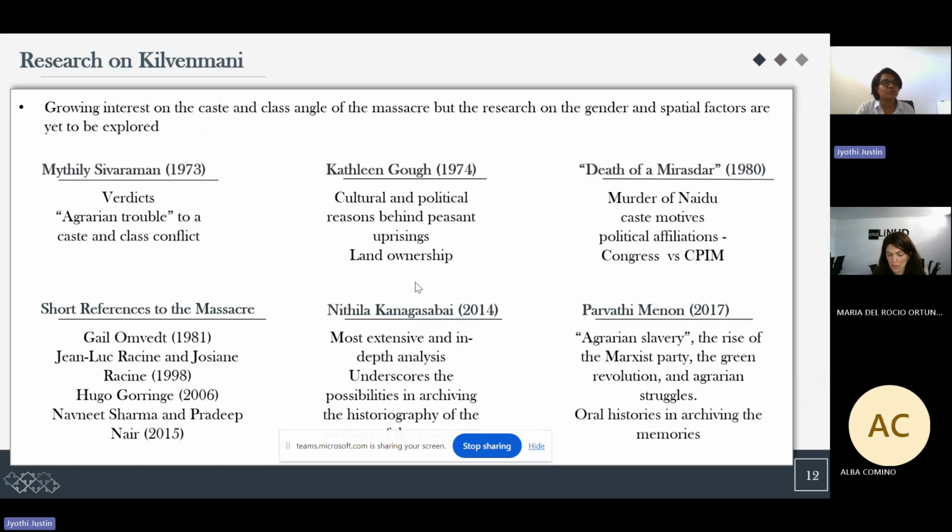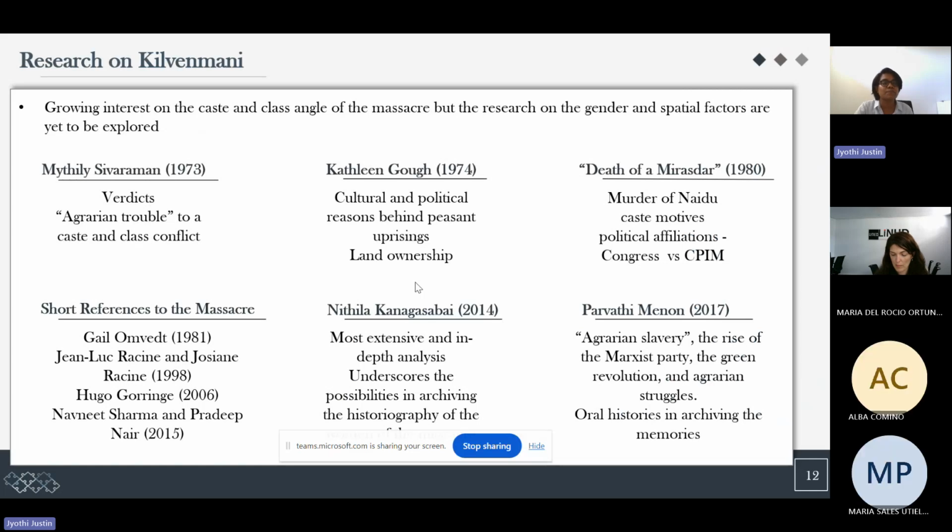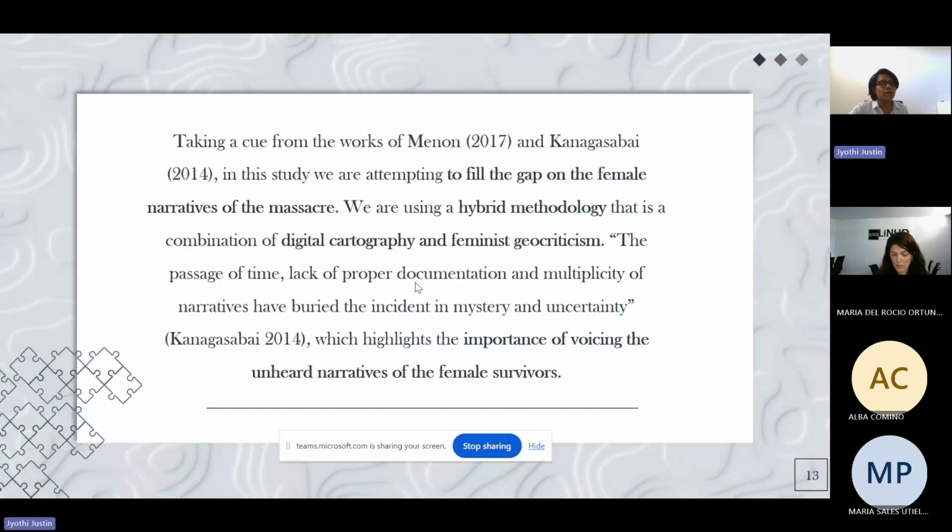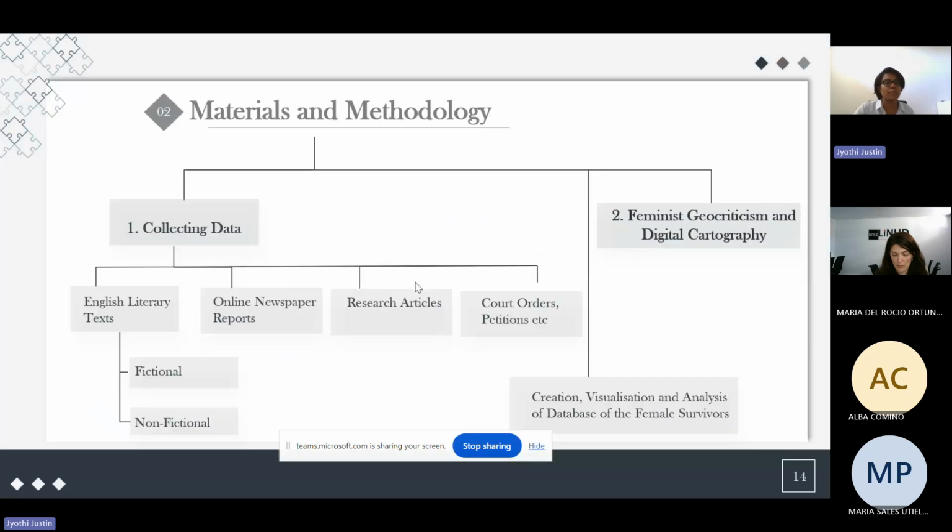And when we look at the research on Kilvenmani, we can see that there are multiple references to the agrarian or economic reasons, like the demand of the laborers for an increase in wage. All these aspects are researched in detail, but the caste aspect or the gender aspect of it is not researched in detail. So taking a cue from the existing research, we are trying in this research to fill the gap on female narrators of the massacre, especially by using the methodology that I have explained in detail previously.